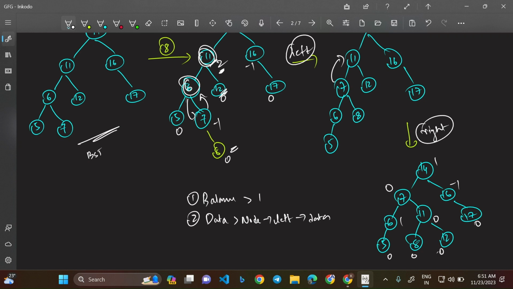That is 6, and for 6 you're adding to the right side. Before, if it is left, then we would have done the left rotation only, but now you have added to its right. Because of that case, we need to do the left rotation first, and then the right rotation. Great, getting my point? So we have added this new node to the right side.